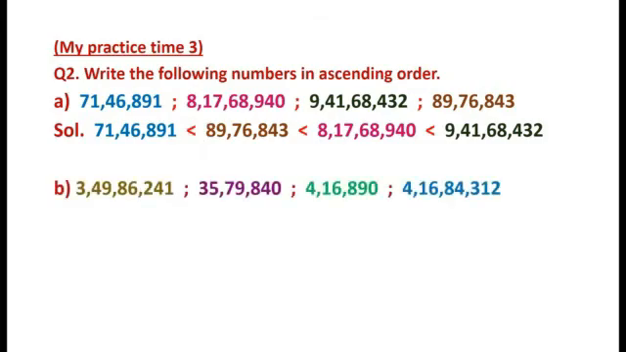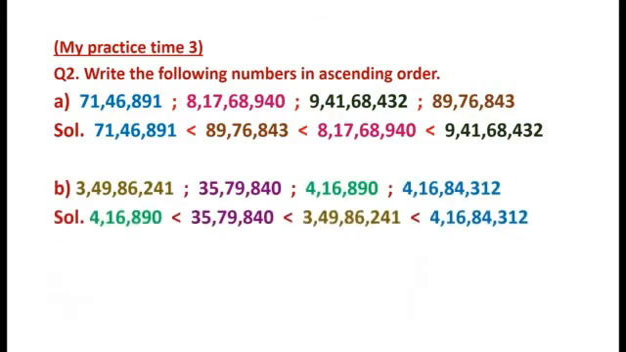The second question is here, and in the same way we arrange the numbers. You can try to arrange these numbers. First of all, count the number of digits, and the number having the smallest number of digits is written first, and then we move towards the larger number. So here is the second question for you all.